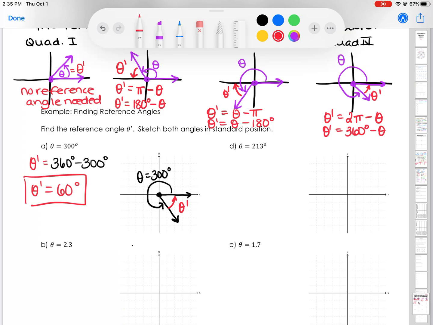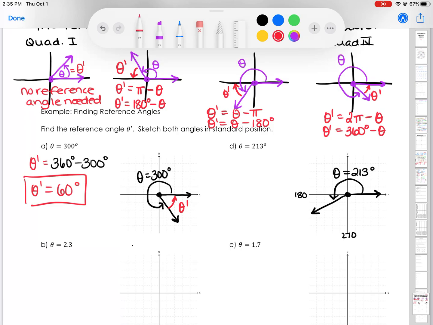All right, kind of the same concept. I know they're alphabetical going down, but I'm just going to go across. So I'm going to do D next just because it's closer. So let's graph what we do have. We are given 213. Now, I don't know exactly where 213 is, but I do know that 180 is over here on the left and that 270 is down here at the bottom. So it has to be somewhere in quadrant 3, probably a little bit closer to the 180. So here is my angle. That is theta, which is 213.